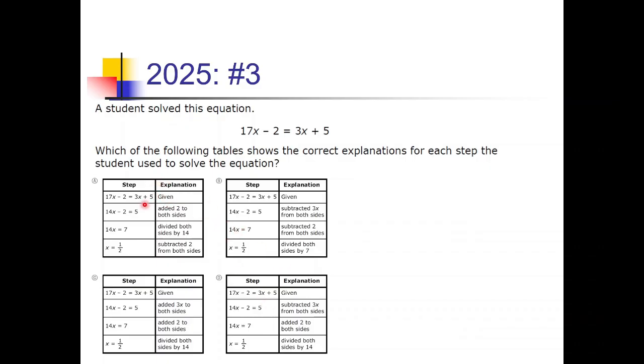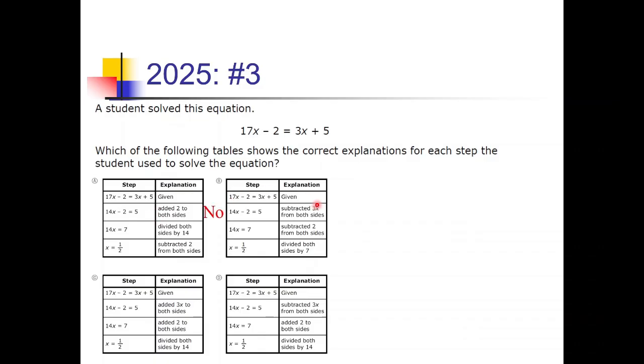So taking a look at table A, the first step here, they said given. Okay, that's true. And that's actually true on all these. They correctly wrote the problem each time. Next step, added 2 to both sides. Well, if we had added 2 to both sides, then we wouldn't still have this minus 2 here. We'd actually have a 7 over on the other side. So that's not what happened on that first step.